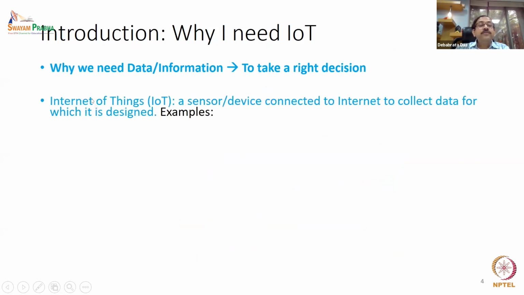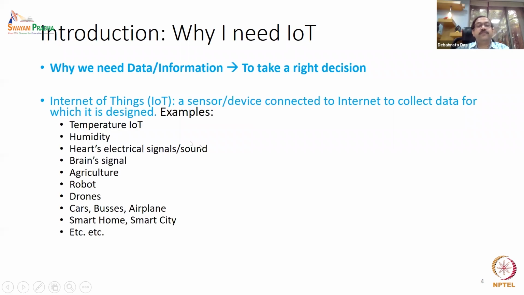And IoT, the Internet of Things, is a sensor device connected to the internet to collect data for which it is designed. Every sensor or IoT device, we call it a sensor or IoT device, is designed for a particular function. I will give you a long list of functions. Look at this. Temperature measurement IoT is different from humidity measurement IoT.